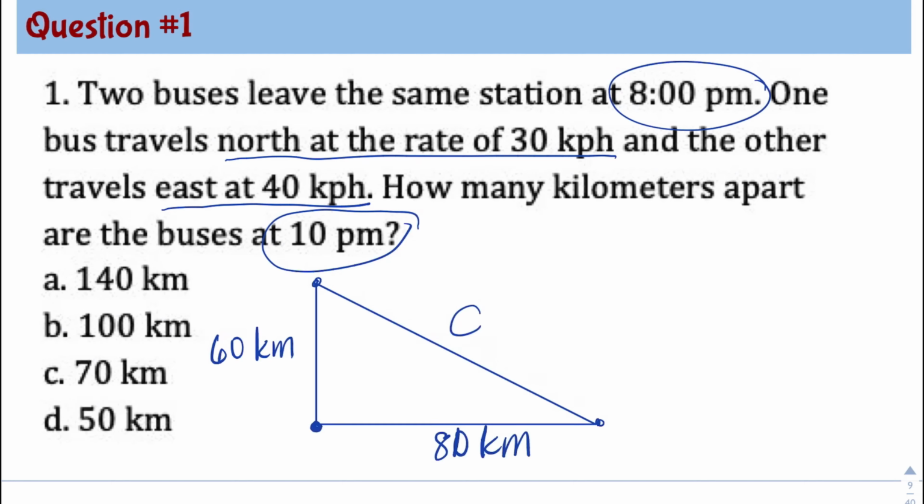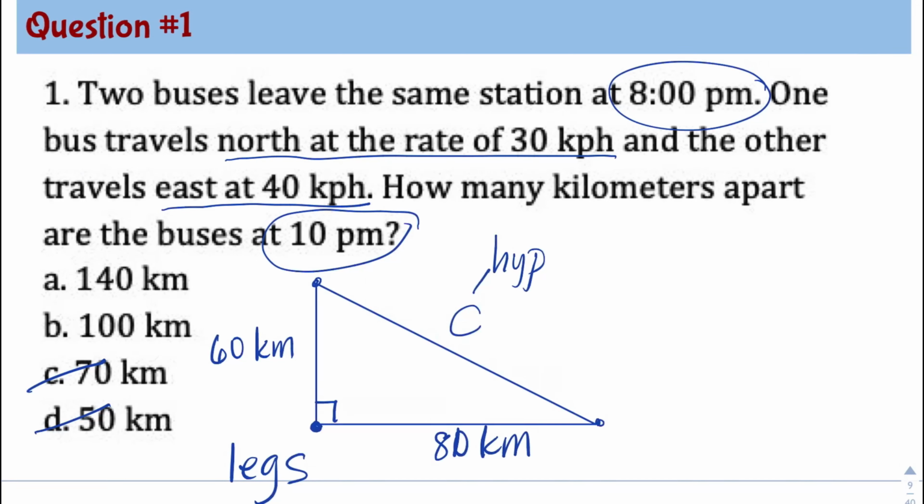Since one bus travels north and the other one travels east, we know that this will be a right triangle. And if that is a right triangle, 60 kilometers and 80 kilometers are called the legs of the right triangle. And C is the hypotenuse. And hypotenuse is always the longest side in a given right triangle. So, knowing that C is the largest side, which of the choices can you eliminate? C and D, right? Because the side can't be less than 80 kilometers. C has to be more than 80 kilometers.